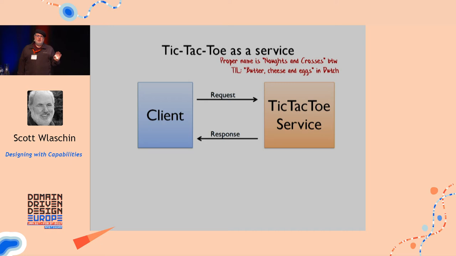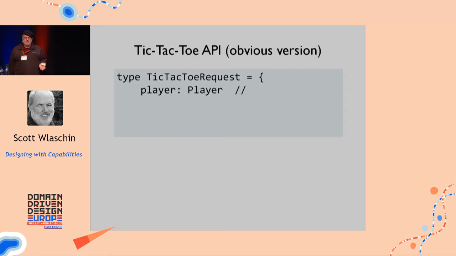OK, so how do I redesign my tic-tac-toe service? Well, the obvious approach is I create a record. And the record has 3 properties or 3 fields. There's the player, the row, and the column.